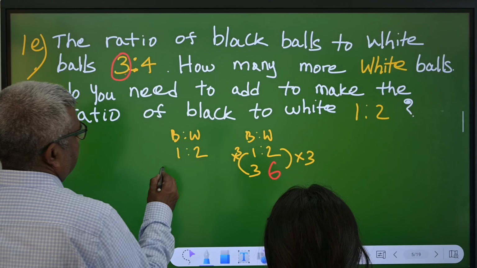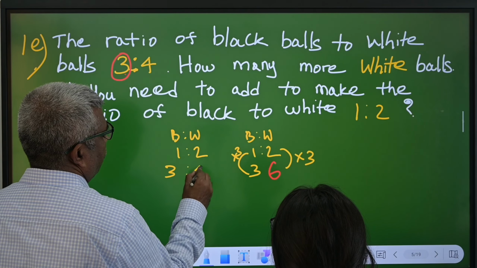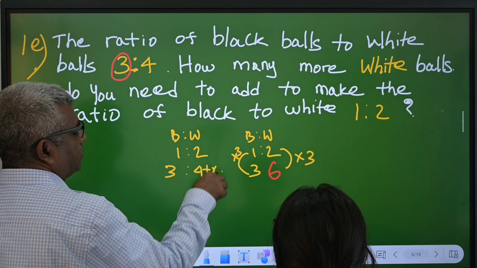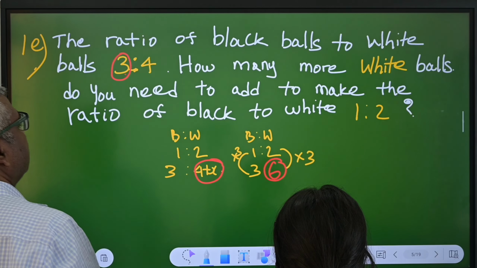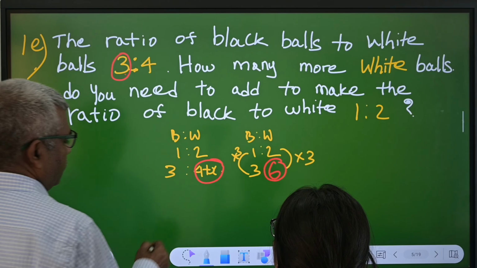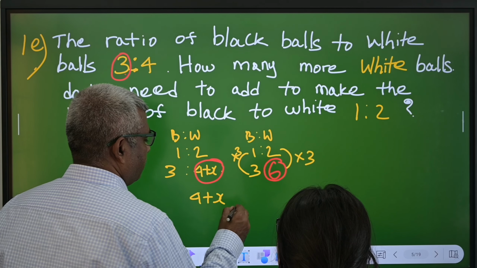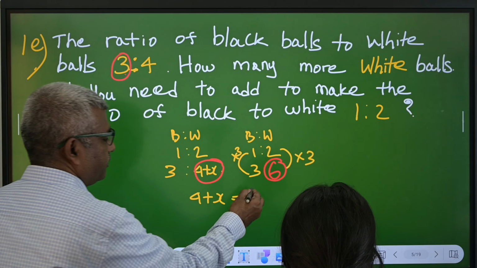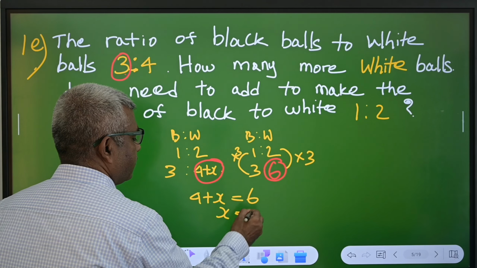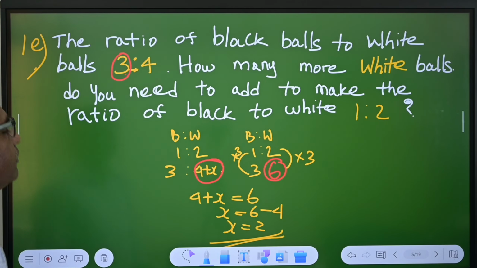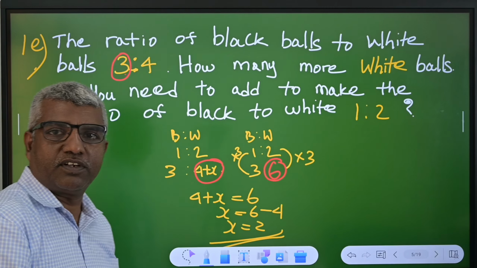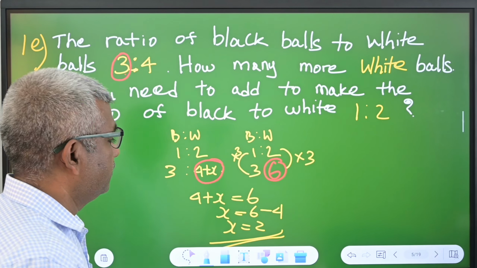Okay? 3 is to 4 plus x. So this 4 plus x, this 6 you have to compare. Okay? You got my point? 4 plus x is equal to 6, so x is equal to 6 minus 4, x is equal to 2. Got it, my students? Copy down.